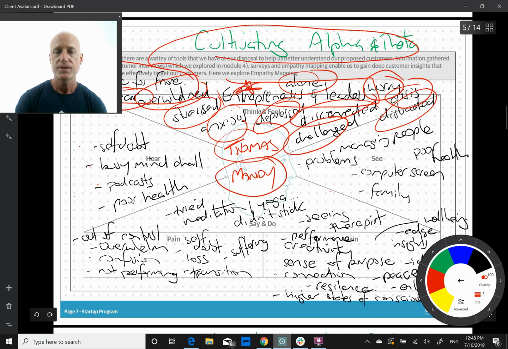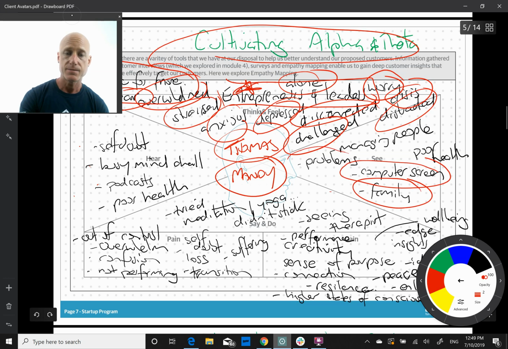What do they see on a daily basis? Well, often they're in front of a computer screen because they're professionals. They quite often have family. They're seeing their problems on a day-to-day basis.